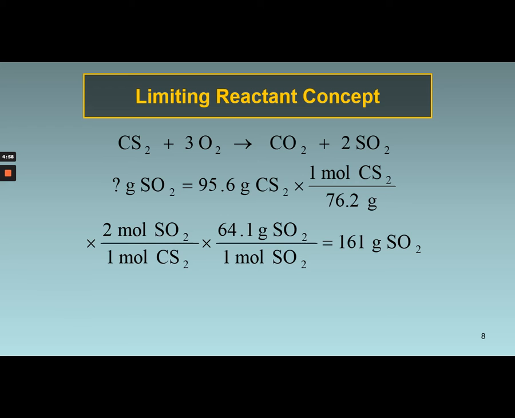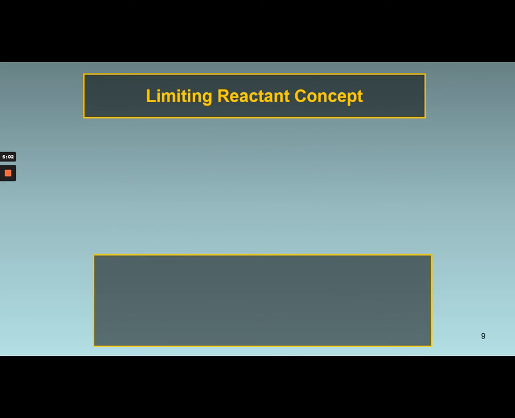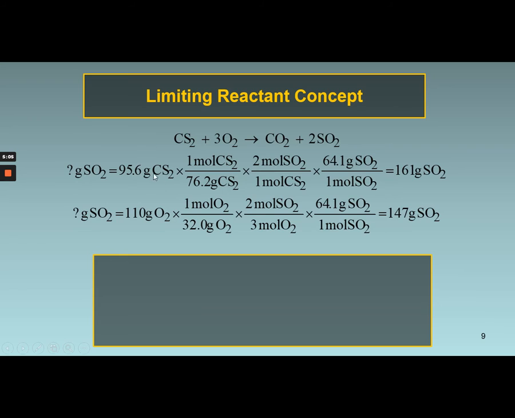Well, we need to do the same process with the 110 grams of oxygen. So again, previously we had 95.6 grams of carbon disulfide, converted to moles, converted to moles of sulfur dioxide, converted to mass. Then do the same thing with the other reactant: convert mass to moles, moles of A to moles of B, and then convert to mass.